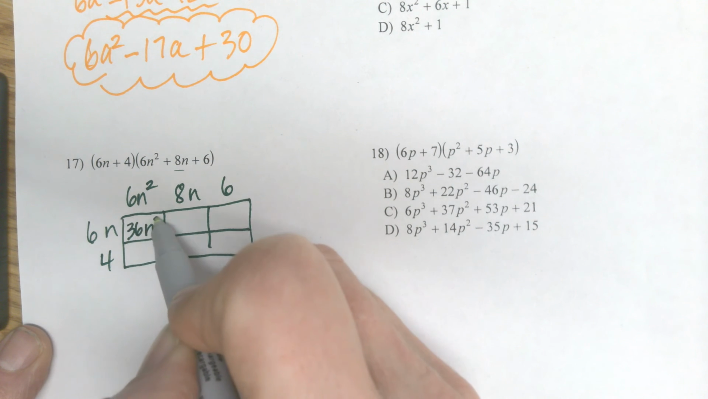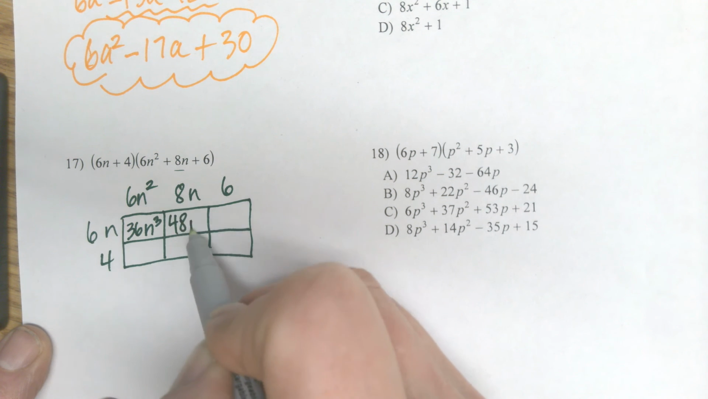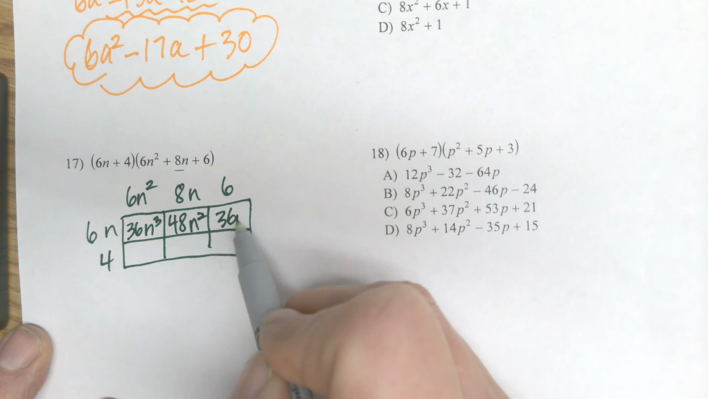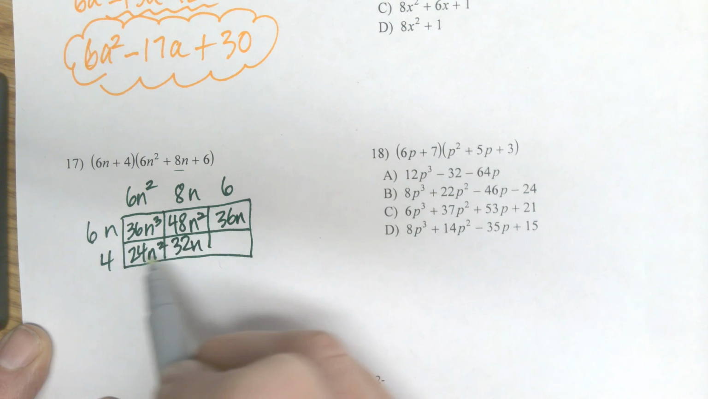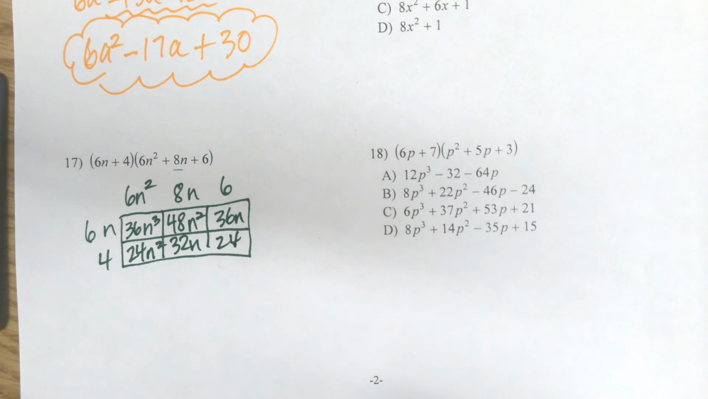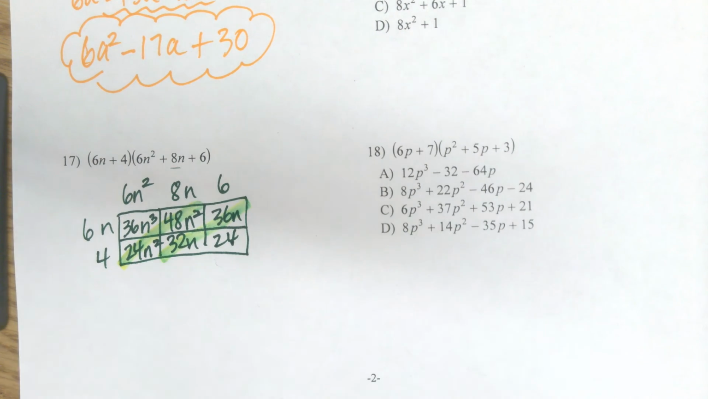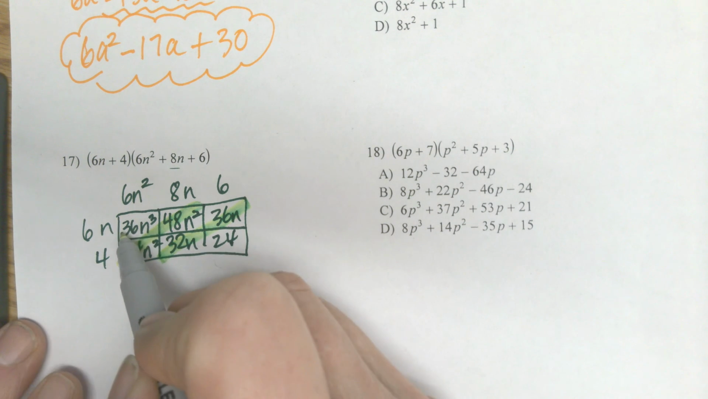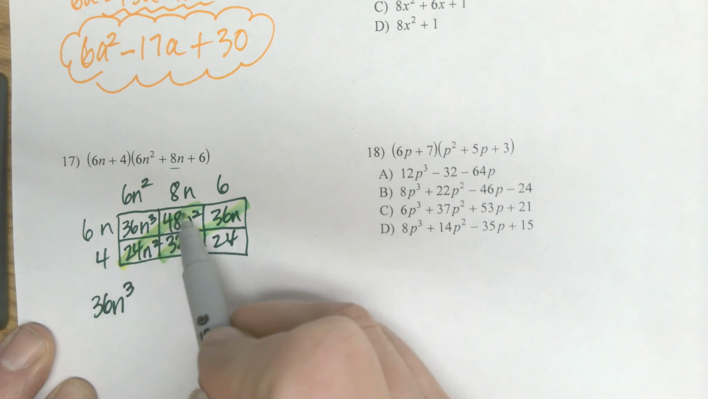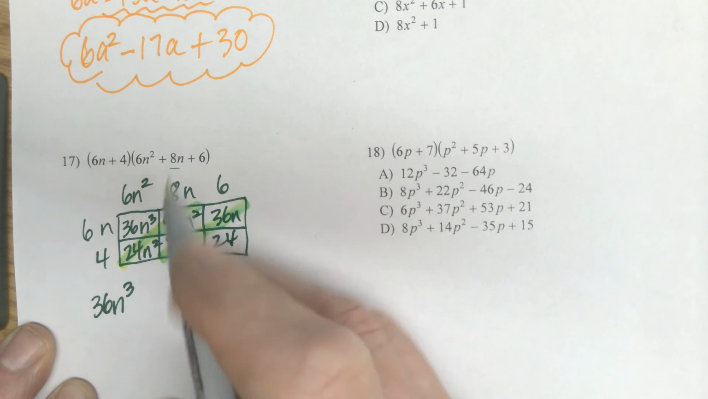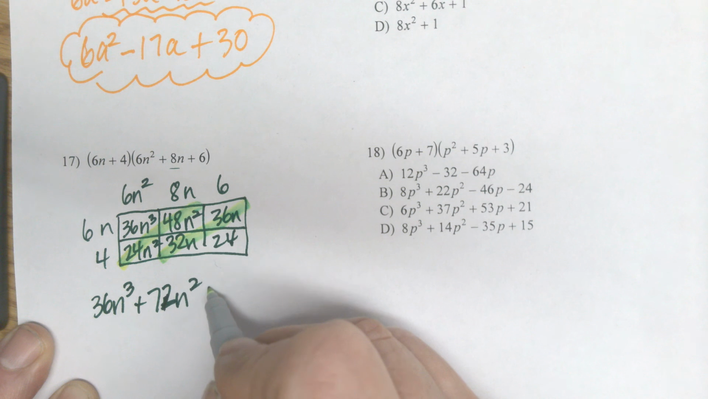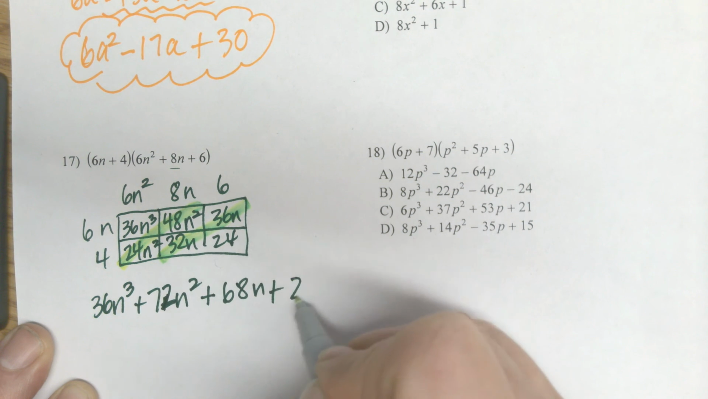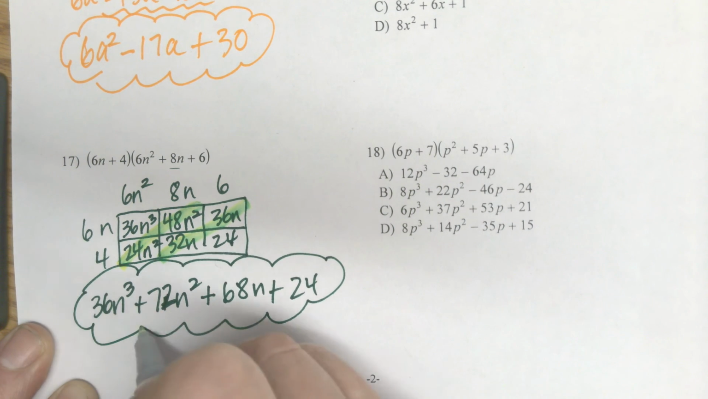This is 36n cubed. 6 times 8 is 48. They both had an n, so n squared. 36n. 24n squared. 4 times 8 is 32n. And 4 times 6 is 24. I said look for the diagonals that are like terms, because those are going to be combined. So when I'm all done, I have 36n cubed, and then I'll combine this diagonal. 24 plus 48 is plus 72n squared. And then 32 plus 36 is plus 68n plus 24. Final answer on that one.